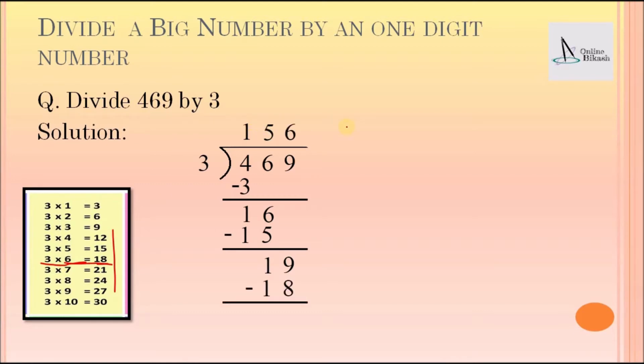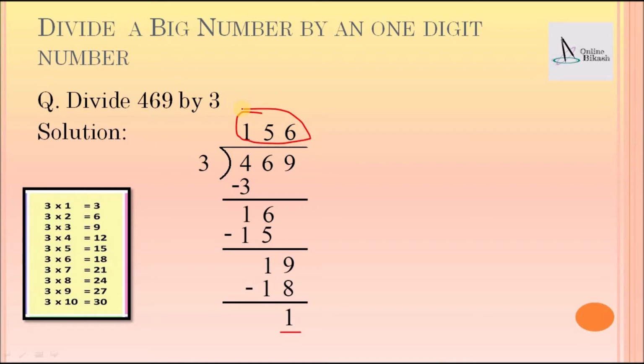Okay, then we will subtract the 18 from 19, and if you do so, then what will we be left with? 1. Now do we have more numbers left in our dividend? No, after the 9 we have already brought down this 9. There is no more number left. So 1 is, in this case, the remainder, and 156 in this case is the quotient.